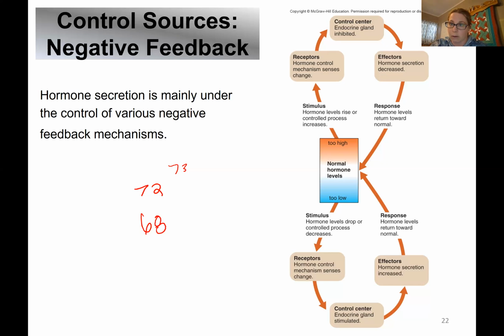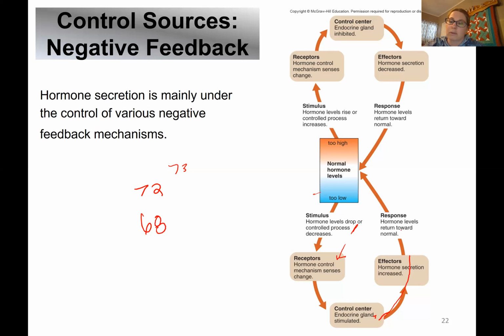Until it gets to that set point. Very similar thing happens with the endocrine system or any type of negative feedback system in the body. So let's take a look at this. Say hormone levels have dropped, or perhaps a mechanism or a process needs to occur. Receptors are going to identify that and tell the endocrine gland to release hormones.